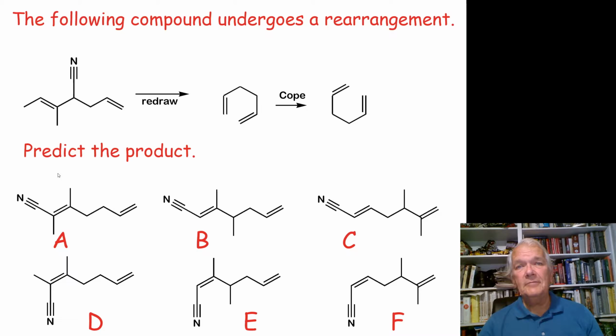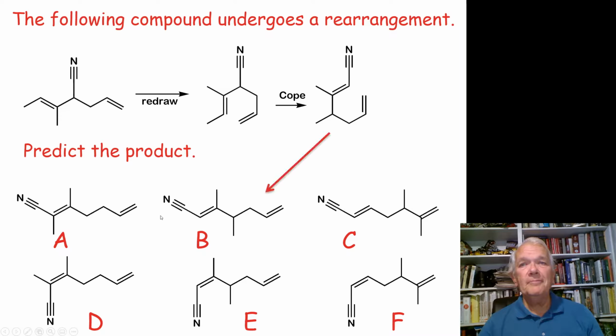Got it figured out? Okay, so there's the redrawn product. All right, and there's the Cope reaction. So which one is it down here? We've got a cis interaction here, and it looks like B to me. Okay, so very good. Hope you got that right.